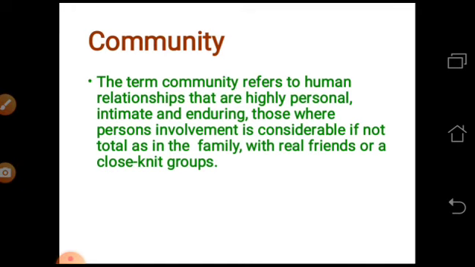So the term community refers to human relationships that are highly personal, almost the same as the primary group, isn't it? Community refers to human relationships that are highly personal, intimate and enduring. This relationship will last. It is not temporary. Okay, those where personal involvement is considerable, if not total, as in the family, with real friends or a close knit group. So in a community, the relationship is very much there, the attachment is much.